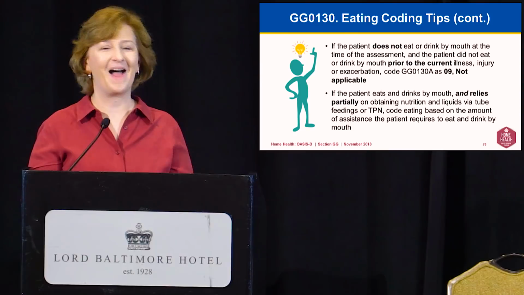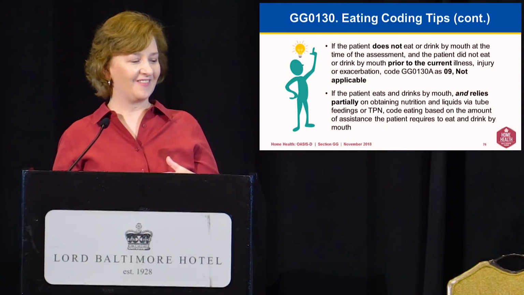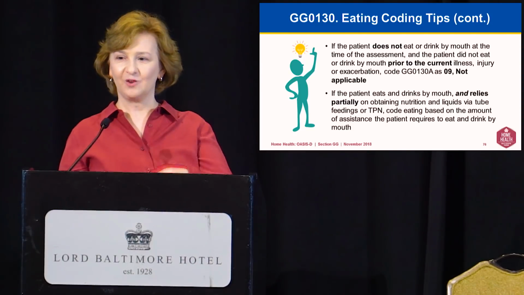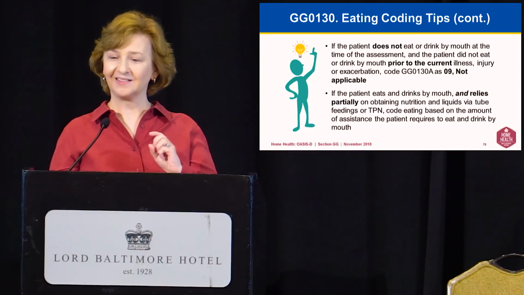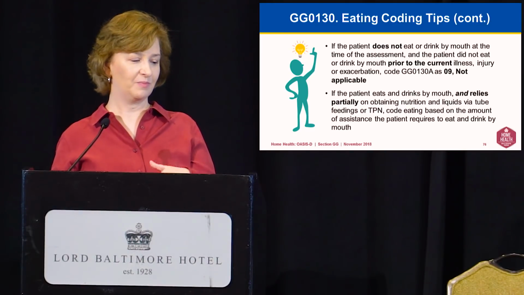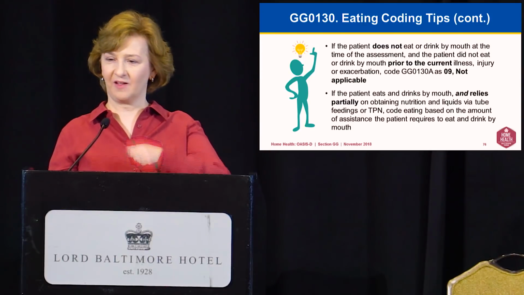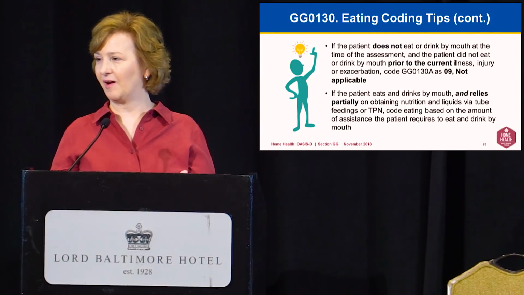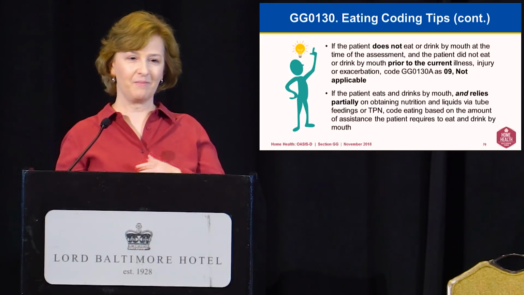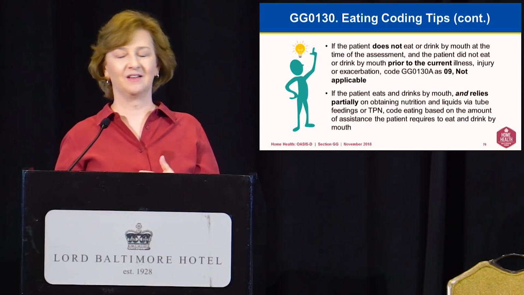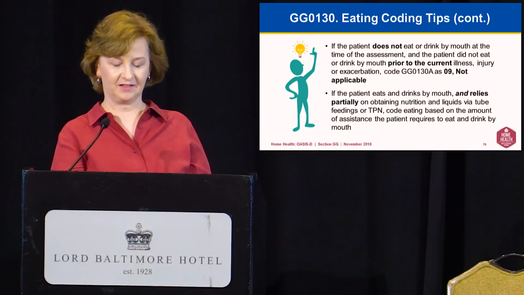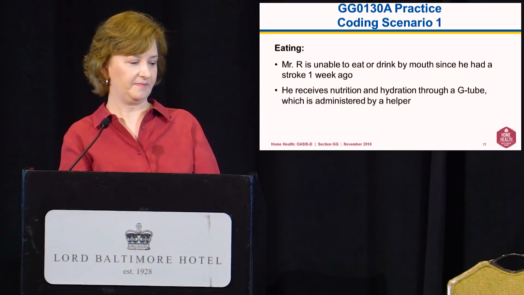And then the last possibility that we have is if the person does eat or drink by mouth and also has either a G-tube perhaps or TPN, then you would code based on the amount of assistance with eating by mouth. So bottom line, if the person does eat by mouth, you can code it. If the person doesn't eat by mouth, you'd be coding one of the activity not attempted codes.